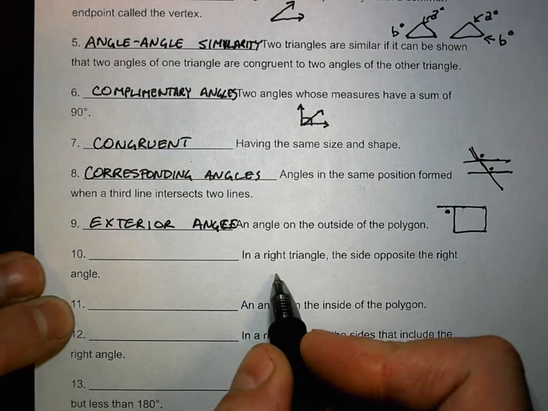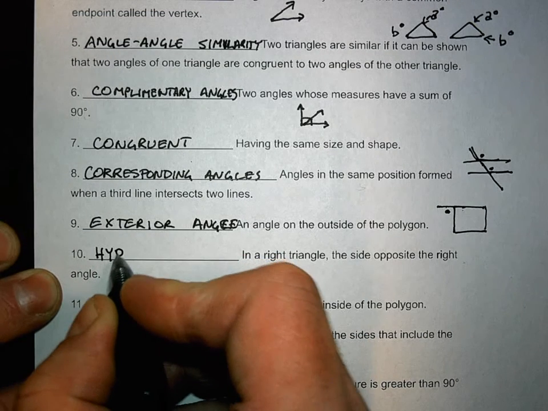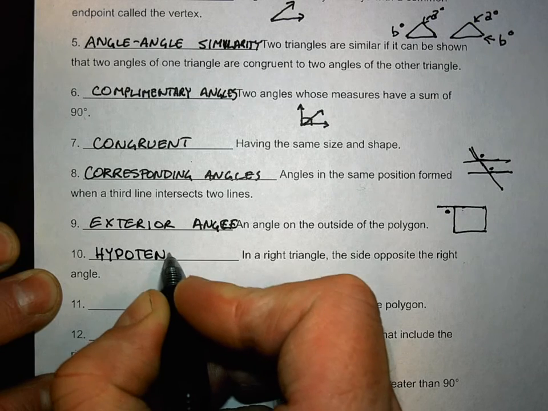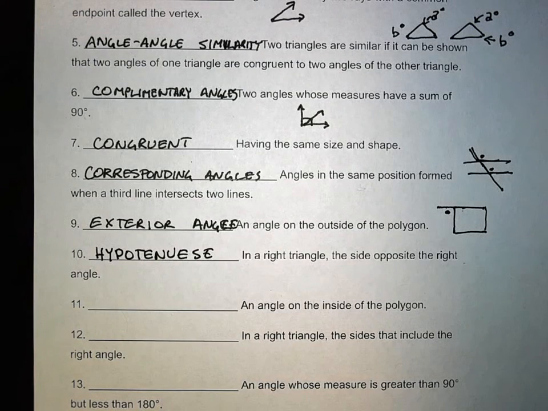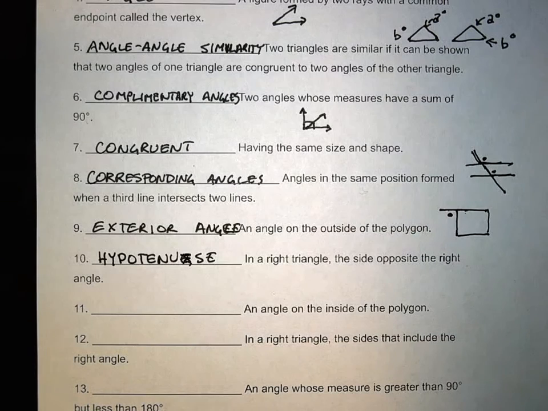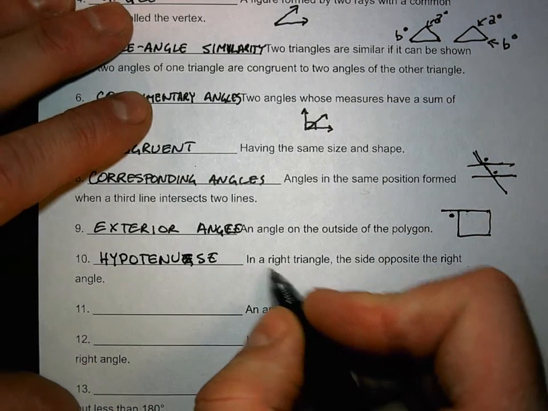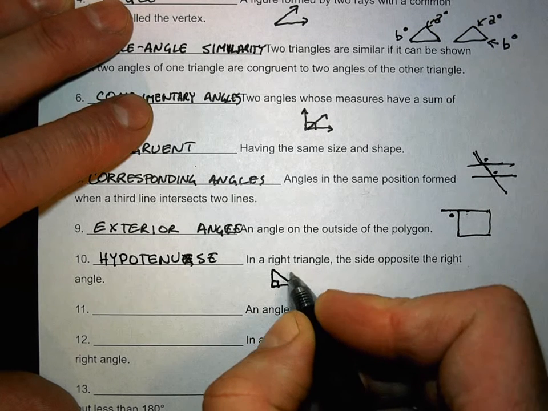In a right triangle, the side opposite the right angle is the hypotenuse. Hypotenuse. Yeah, I spelled it wrong too. If I was a better artist, I would draw the hippo. So, you've got a right triangle, and this is the hypotenuse.